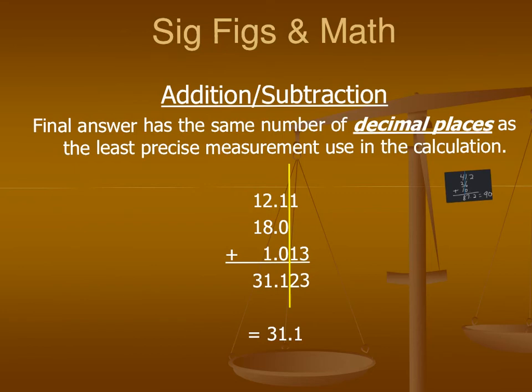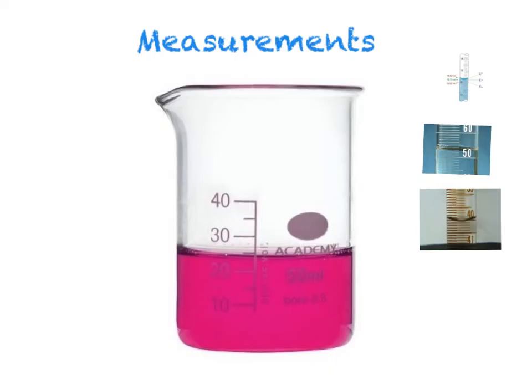That is everything that you should need to know to complete the Sig Figs and mathematics portion of your packet, which can be found on the 5th page. The last thing that we need to discuss for today is how to take proper measurements. This is number 11 in your packet, and it's on the second side of your packet.